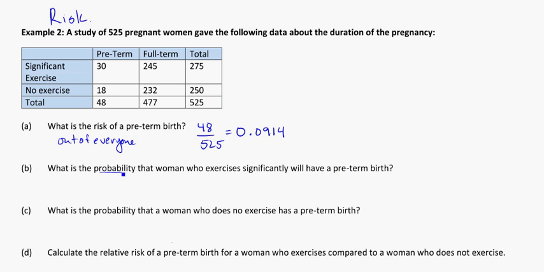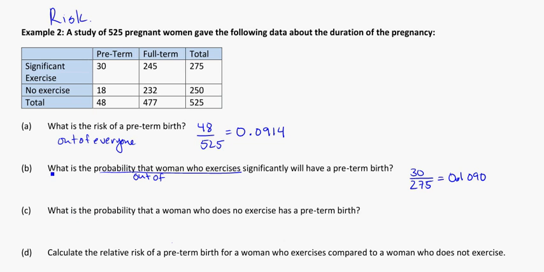What is the probability the woman who exercises significantly will have a preterm birth? So what is the probability that a woman who exercises, this is using the language that we would see in those other problems, like given. So this is the probability out of women who exercise, whether or not they have a preterm birth. So out of women who exercise significantly, which is 275, out of that group, how many of them have preterm? And that's 30. So here I have 0.1090 for my probability.